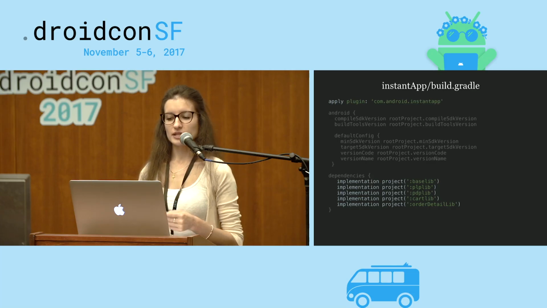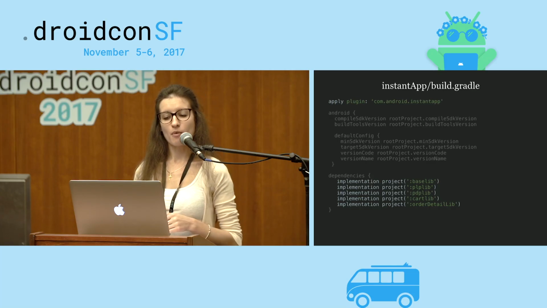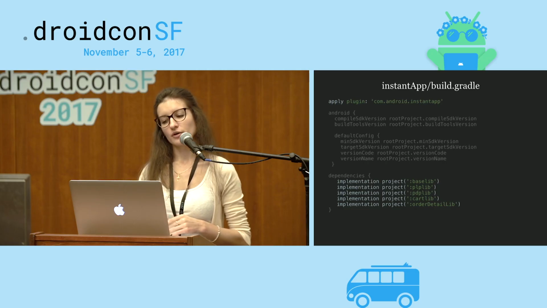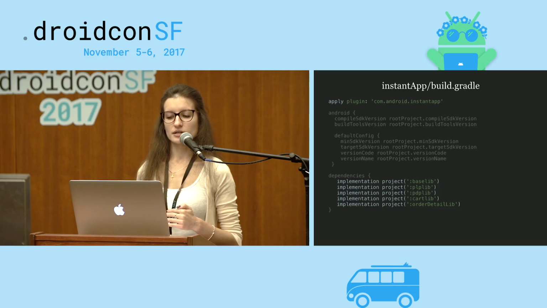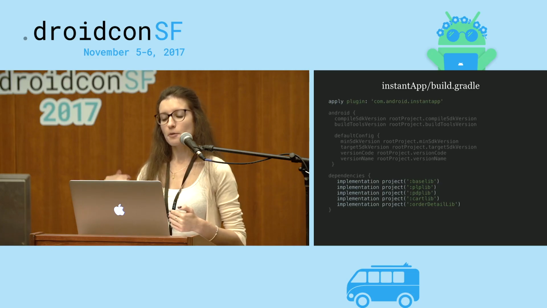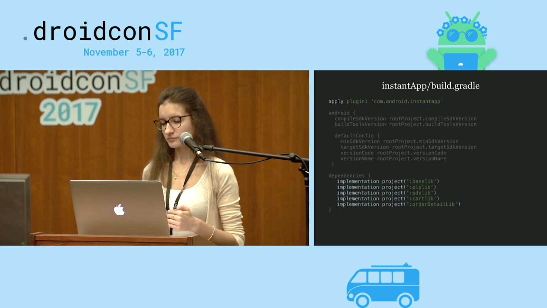The build Gradle file of the Instant App module is very similar to the app module. The plugin is different though. It's com.android.instantapp, but the dependencies block is the same as the app module. So we have to give reference to all the feature modules plus the base module.